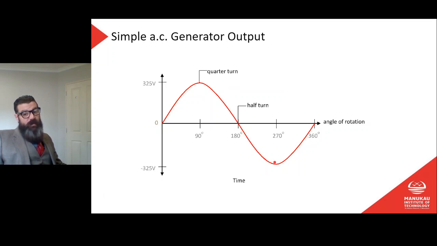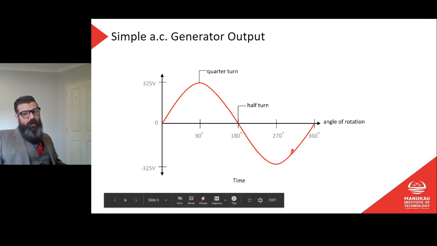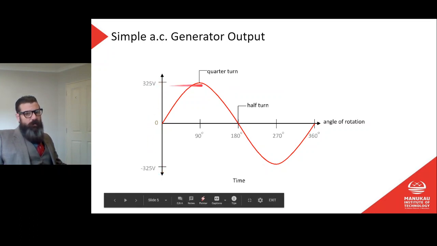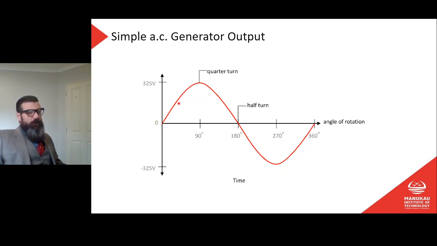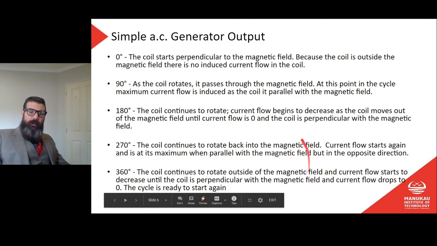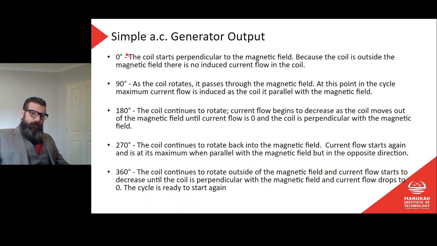Now it goes through the other side of the magnetic field on the opposite pole, and we have the same effect, but it's going to be negative. Note here we have 325 positive and negative. That's our peak. That means this is a 230 volt RMS waveform, because 325 will be our peak if 230 volts is our RMS. That's just a good thing to know. And there is the description of what is happening at each location on our sine wave.